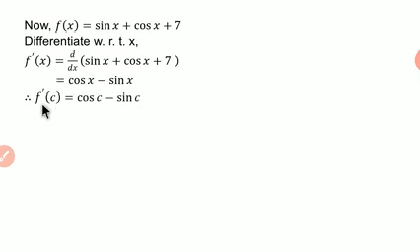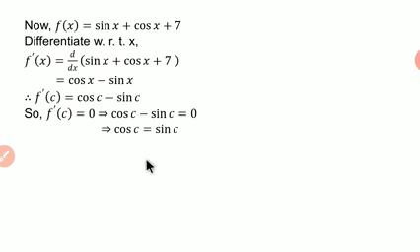And therefore from this, f dash of c is equal to cos c minus sin c. And therefore f dash of c is equal to 0 implies cos c minus sin c is equal to 0. That is, cos c is equal to sin c. Now value of both the terms is same when c is equal to pi by 4 or 5 pi by 4 or 9 pi by 4, etc. Next one is 13 pi by 4, next one is 17 pi by 4, etc. These are the values here.